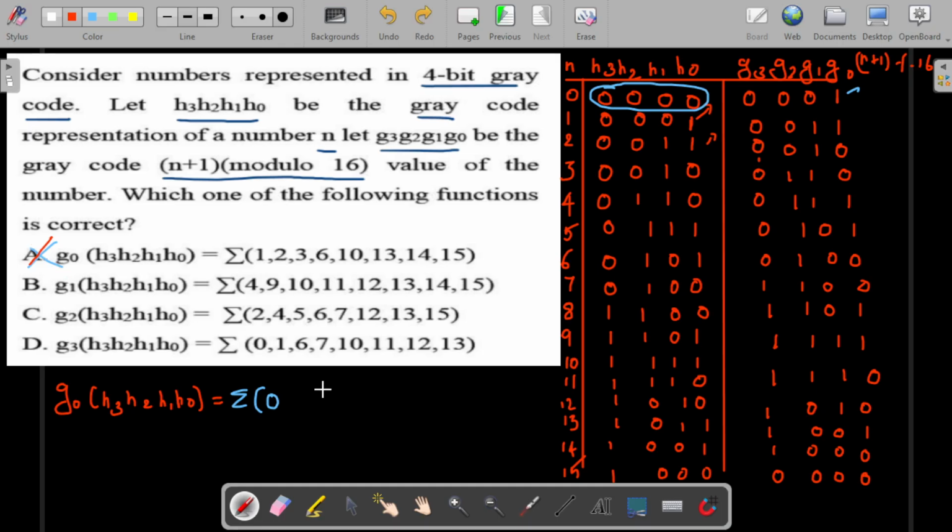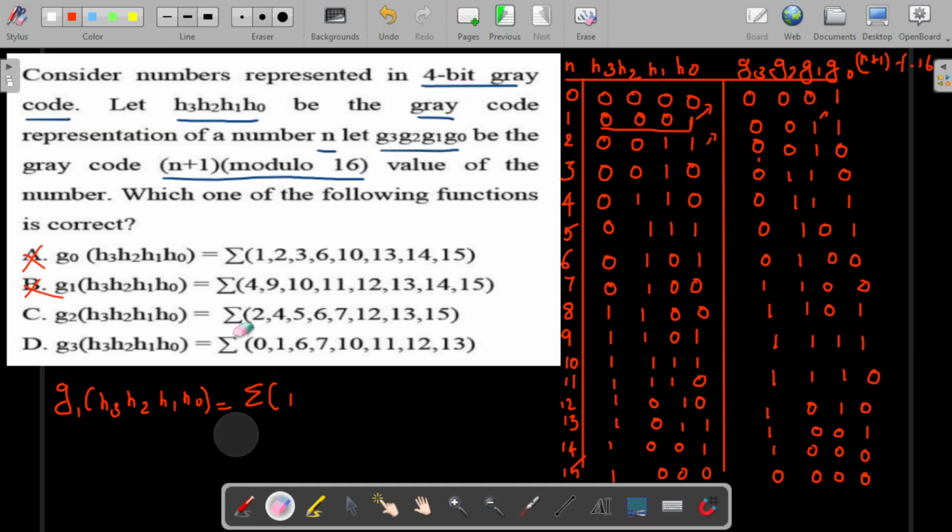Okay. So let's take the next one. I hope this one is understood, right? So this one is fine. So let me find out G1. So G1 as a function of H3, H2, H1, H0. So the same thing, whenever G1 is 1, we need to find out the equivalent decimal. So the G1 is 1 here. So this is 0 0 0 1. So this decimal equivalent is 1. But 1 is not mentioned anywhere. So this is also wrong.